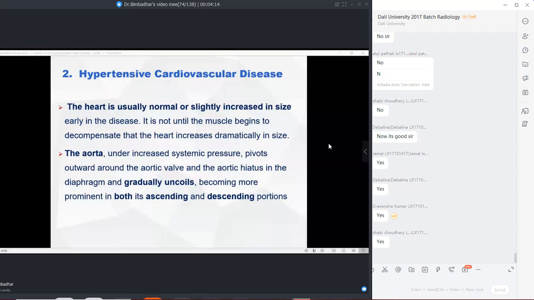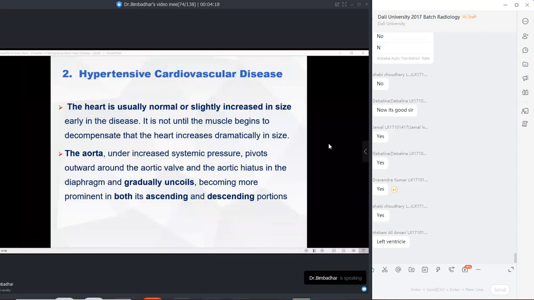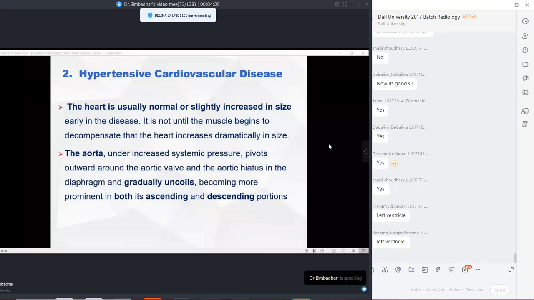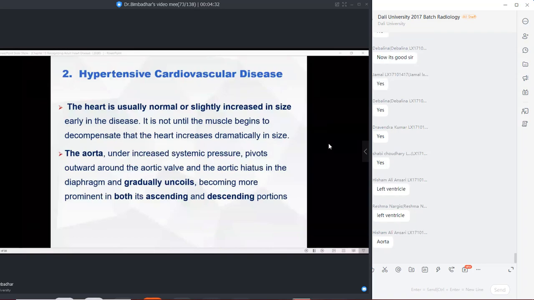Which one? Let us say there is a patient, left ventricle, okay, what is the structure that is completely dependent on the left ventricle? Aorta. Yes, see here, the problem is not about the ventricle. It is the problem about the aorta, right? See, understand the difference here.